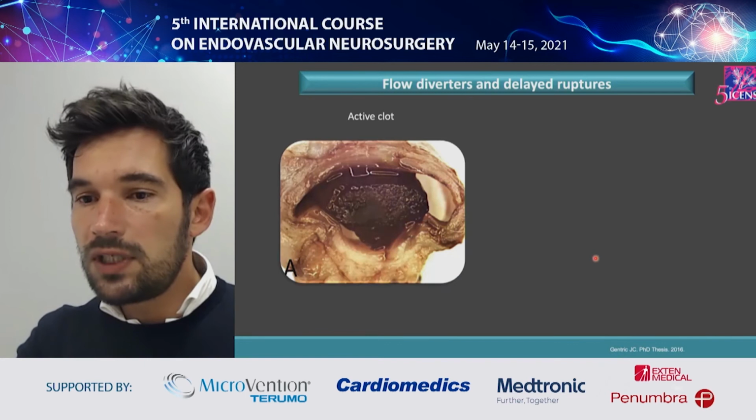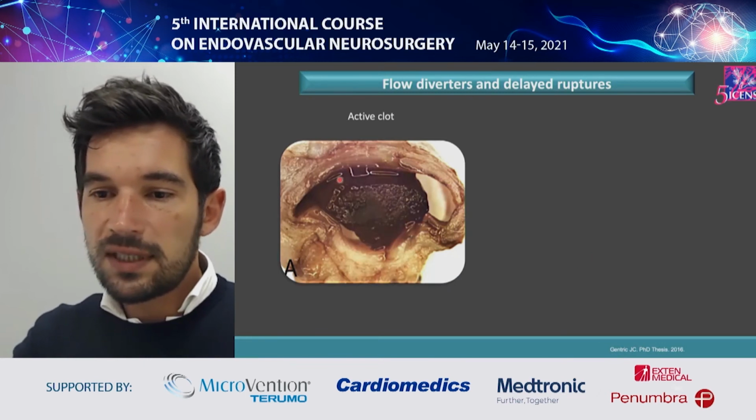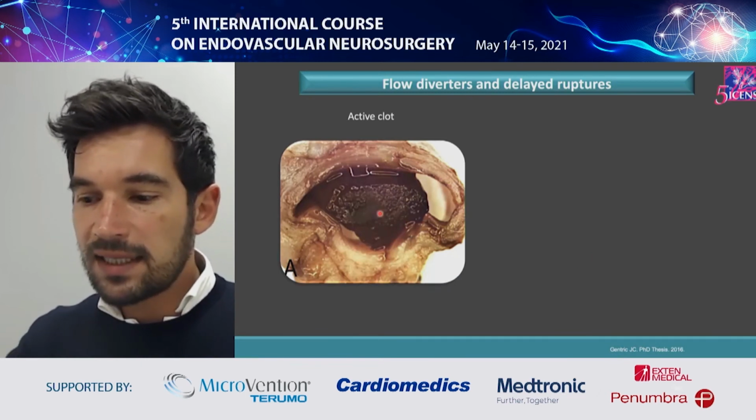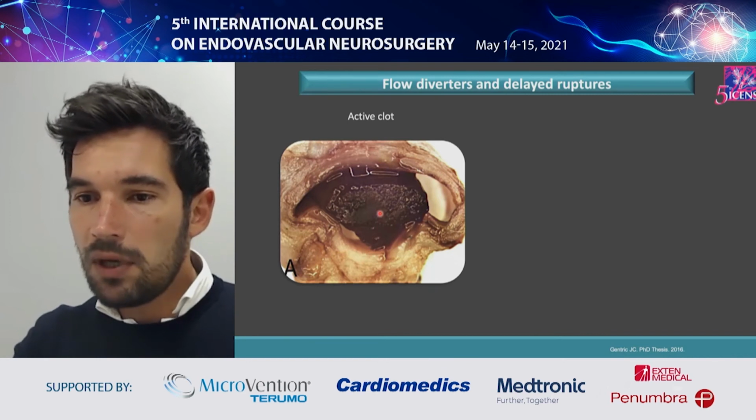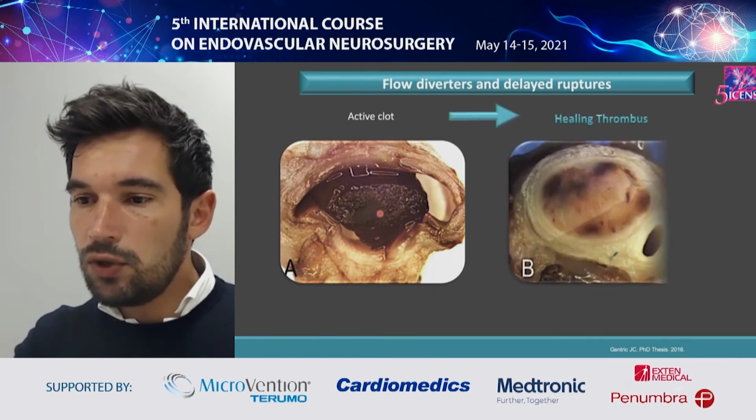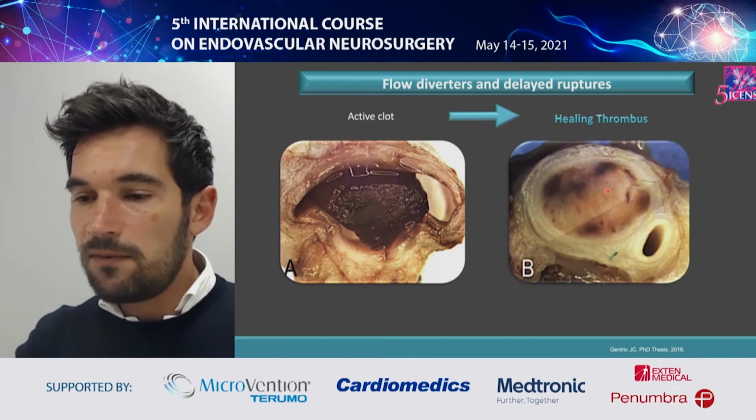So how do we switch from an active clot, red and very active, like a delayed bomb, to a healing thrombus with fibrosis and a very passive thrombus?